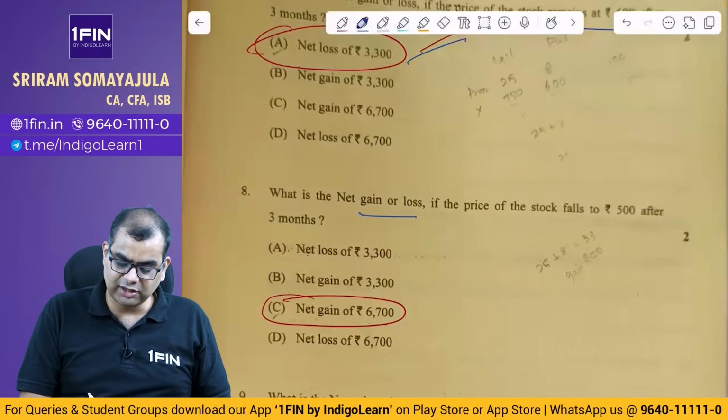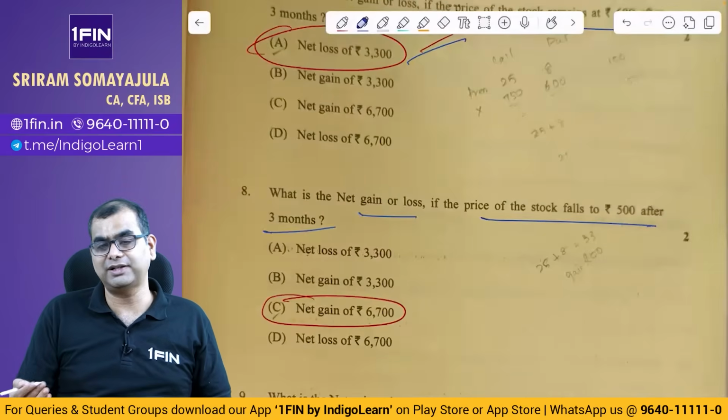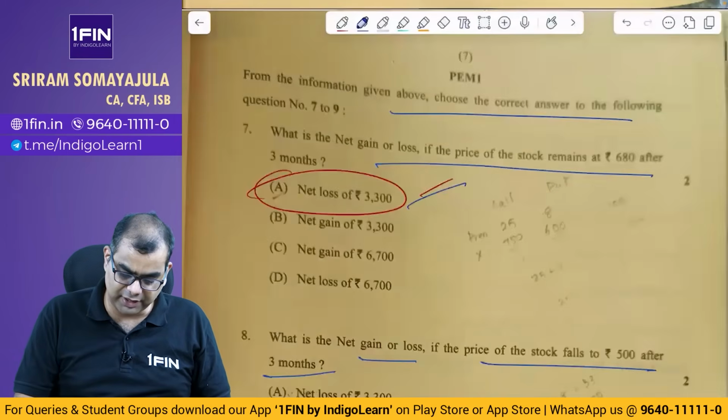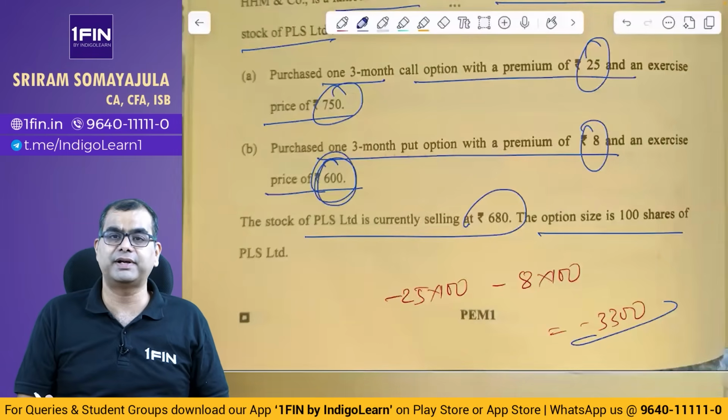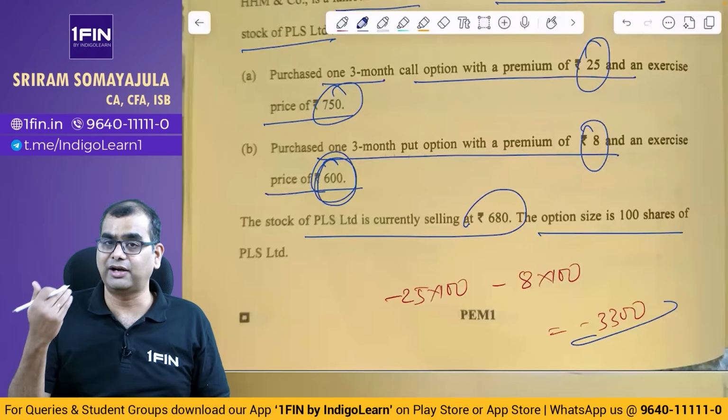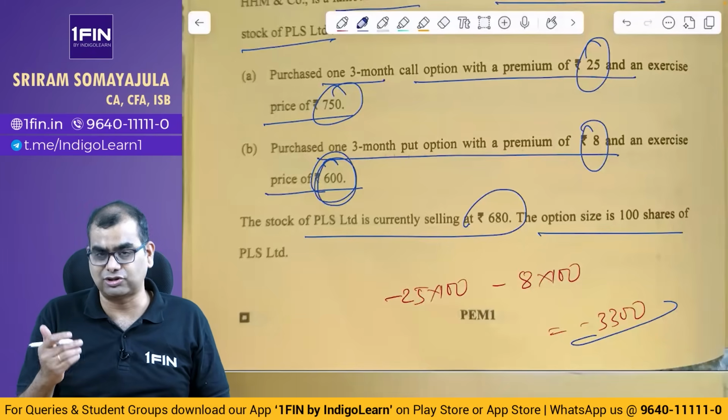Then what is the net gain or loss if the price of the stock falls to 500? So if the price of the stock falls, on the call you will not make any money, but on the put you'll make money. What is the put payoff? The strike price is at 600. When the market is at 500, you're with 600. So you basically make a 100 rupees profit. On how many shares? 100 shares. So 10,000 rupees.